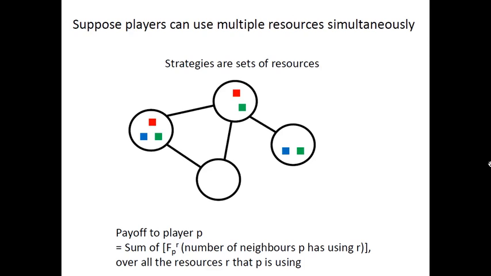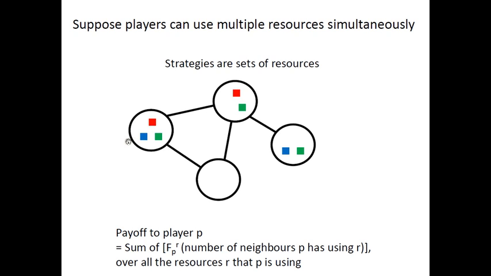So now our strategies are sets of resources. Before, the strategies of our players were just resources, but now our players are deciding which set of resources they should use at a given time. For example, in this scenario here, this user is using resources red, blue and green all at the same time. And we can generalize our notion of payoff in a fairly natural way by saying that now the payoff of a player is just the sum of the payoffs that they get from using their individual resources over all the resources R which they're using.